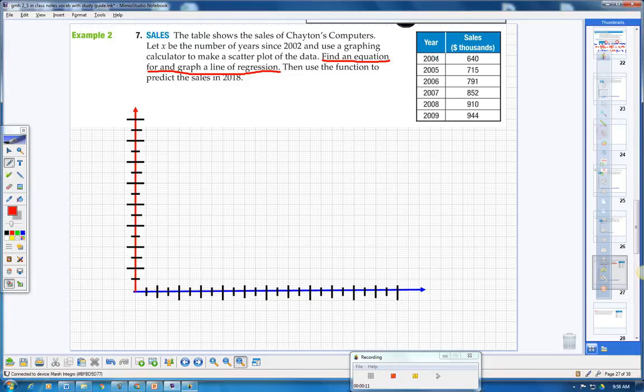So we see our data here. Please note that it does say to let x be the number of years since 2002. That changes your values here. That changes your value of 2004, well, since 2002 to 2. 2005 would be 3. I don't have to go through all of those, 5, 6, and 7, so I can just enter this. This makes it a lot quicker to enter it into the calculator.